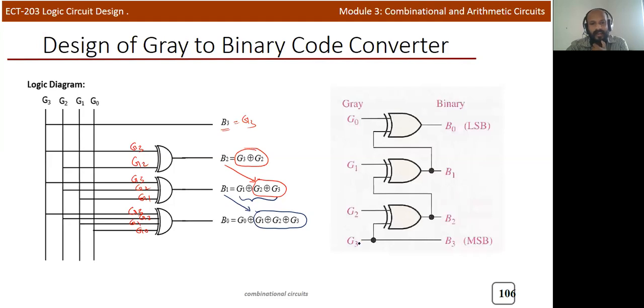So G3 I can write directly as B3. B2 I can write as G3 XOR G2. And B1 you can write as G1 XOR B2. So I can replace this G2 XOR G3 by B2.